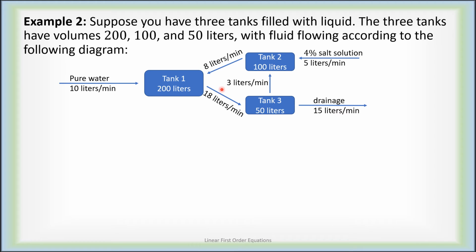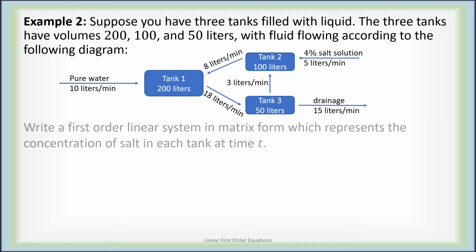So you can check, each tank has as much flowing into it as out. 10 and 8 in, 18 out. 3 and 5 in, 8 out. 18 in, 18 out. So everything's nice and balanced. Let's write a first-order linear system of equations in matrix form which represents the concentration of salt in each tank at time t. We're not going to attempt to solve this system, we're just going to write the differential equation that represents what's going on here.